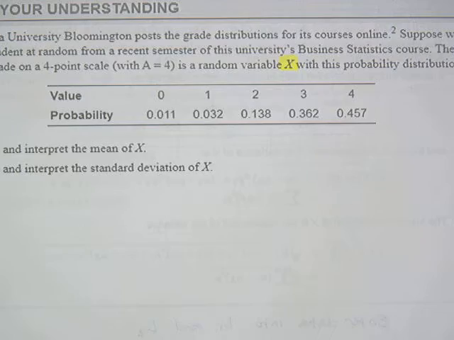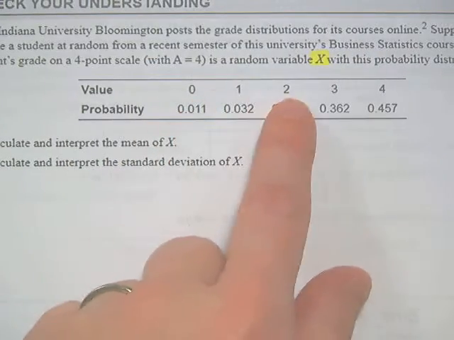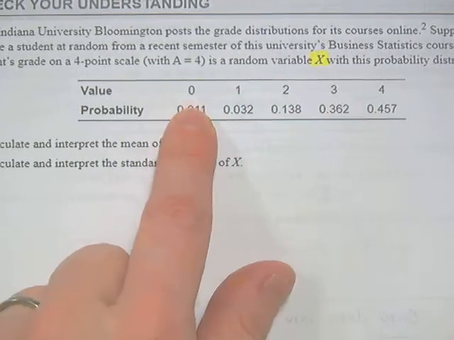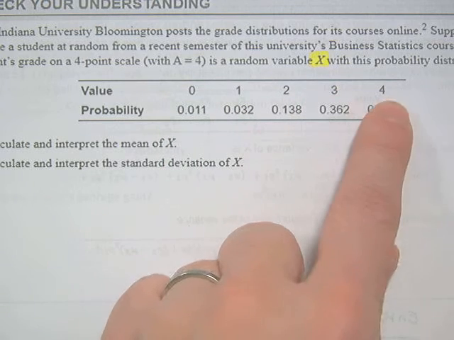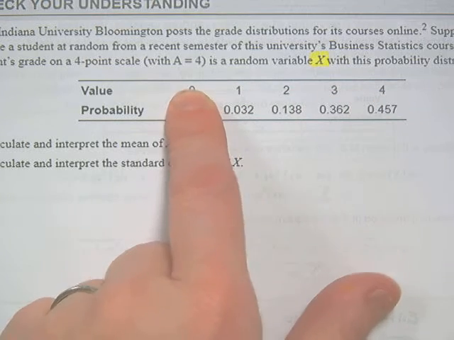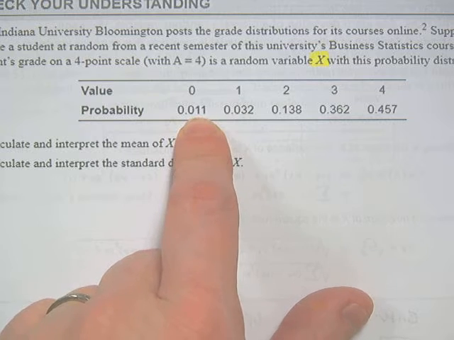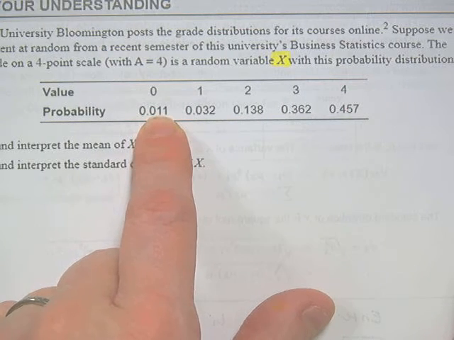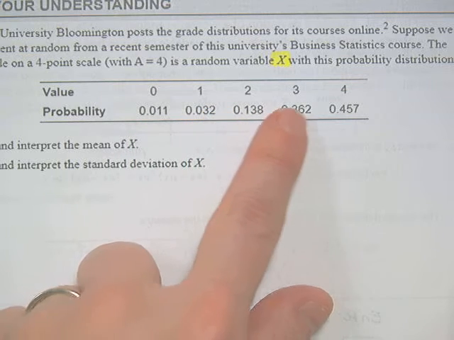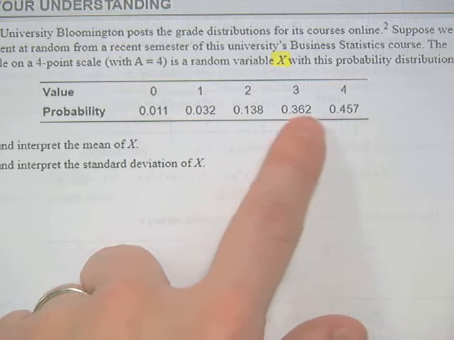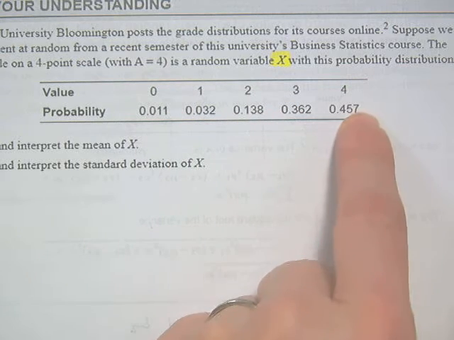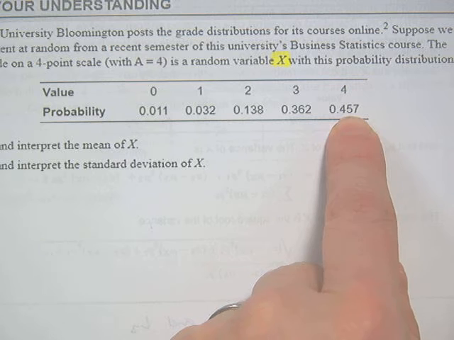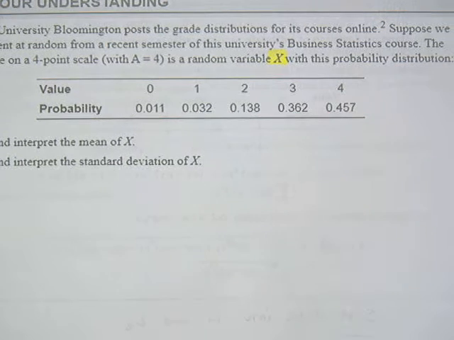And here's the probability distribution. So here are the different values. They're discrete. So a student can either have a 0, a 1, a 2, a 3, or a 4. Here's the probability that a randomly chosen student from this college's business stats course has a grade of 0, like an F. Here is the probability. It looks like most students are doing really well and have an A, because they have the highest probability. So that's what's going on.